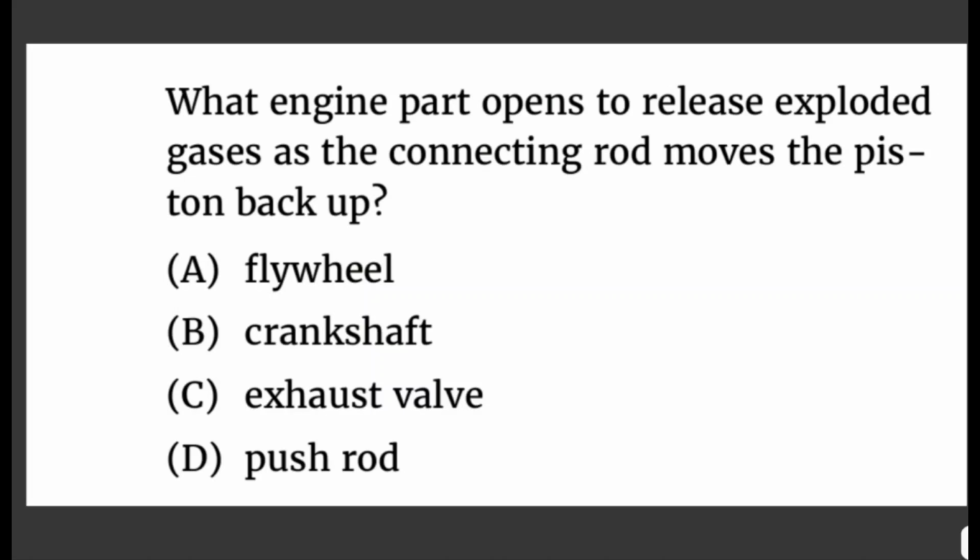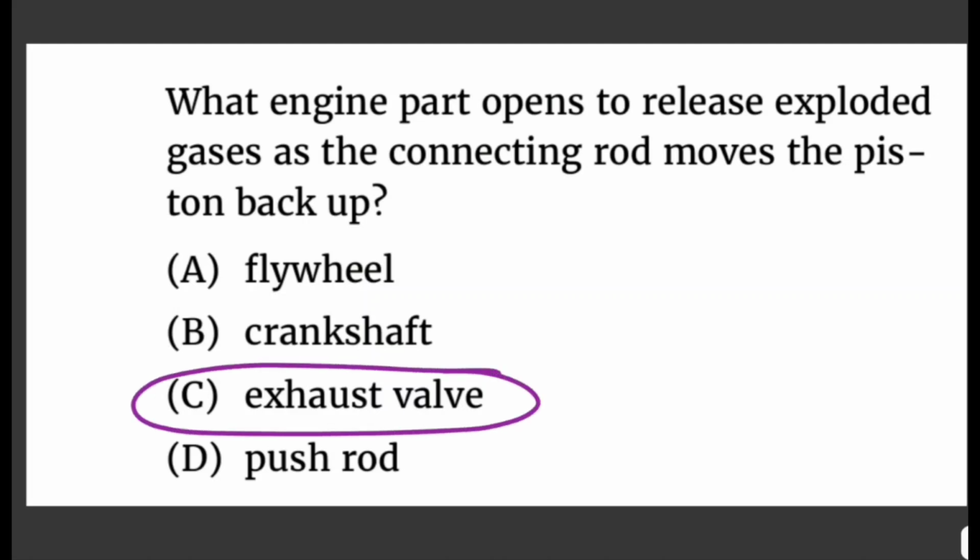What engine part opens to release exploded gases as the connecting rod moves the piston back up? Letter A. flywheel, B. crankshaft, C. exhaust valve, or D. push rod? The answer here is letter C. The exhaust valve opens as the connecting rod moves the piston back up, pushing out the exploded gases.